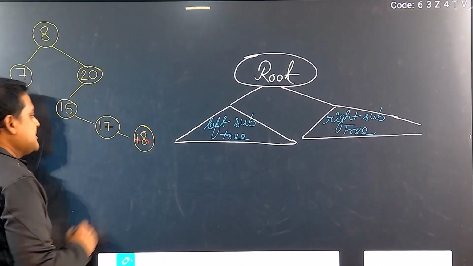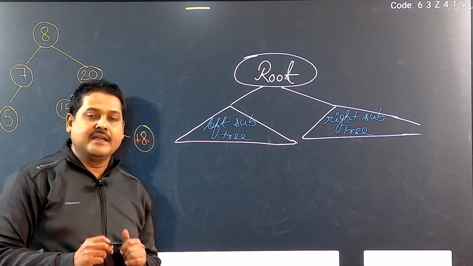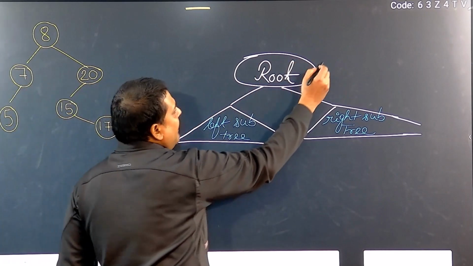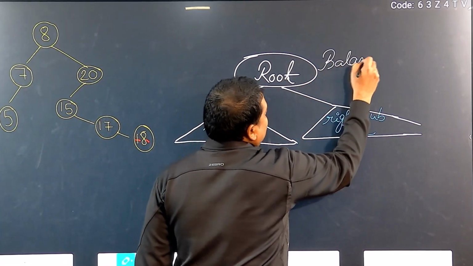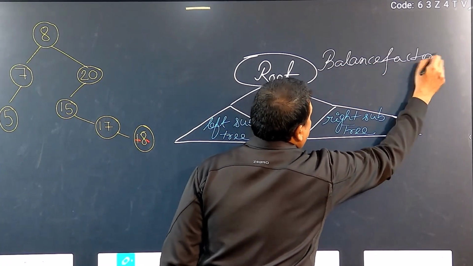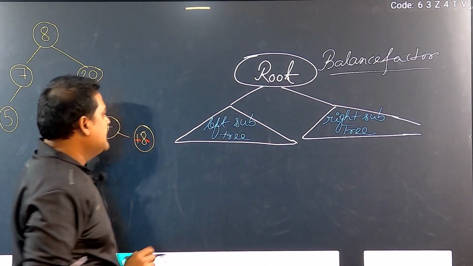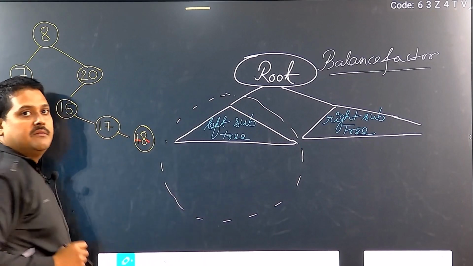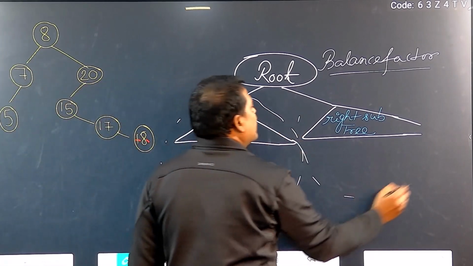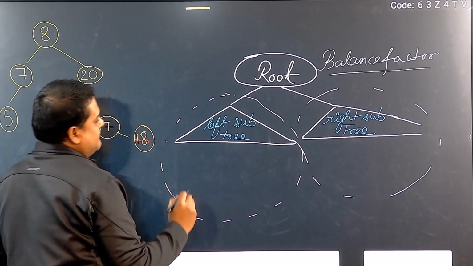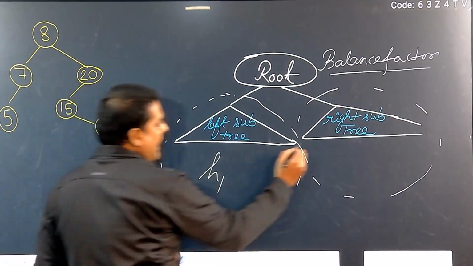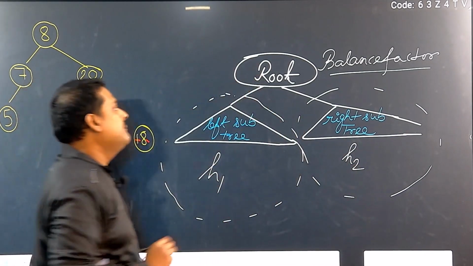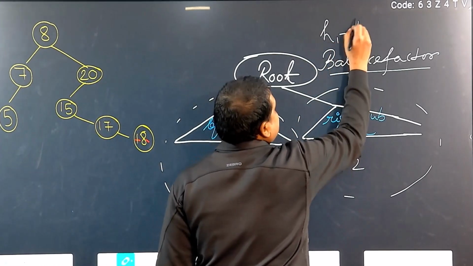Now, in a binary search tree, we have a concept called balancing, and a concept called balance factor. What is balance factor? Balance factor means the height of the left subtree. Whatever tree is there, this part is called the left subtree and this part is called the right subtree. If the height of the left subtree is h1 and the height of the right subtree is h2, then the balance factor of this node is h1 minus h2.